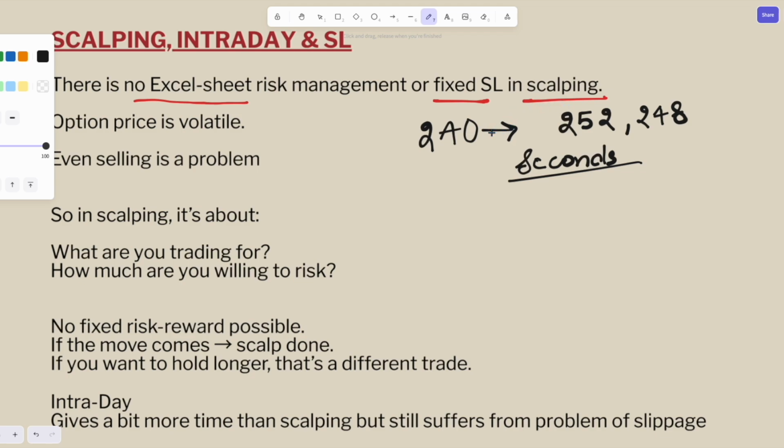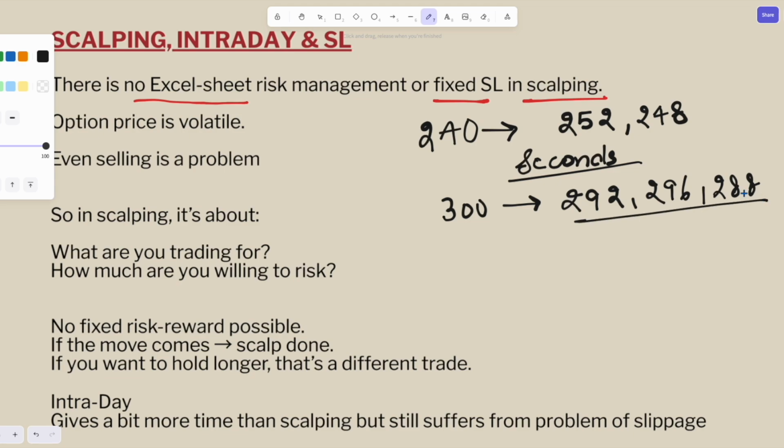And similarly, when it comes to selling, let's say you bought it at 252. Your intended buy price was 240. You got it at 252. Let's say you are looking to sell, the option price has gone to 300. By the time you press sell and it gets executed, it will start reflecting as 292, 296, 288. Such kind of numbers will show up. So the price which you were planning to buy at, you got a higher price than that. The price which you were trying to sell at, you got a lower price than that. So over here, your 1:3s, 1:4s will not work.